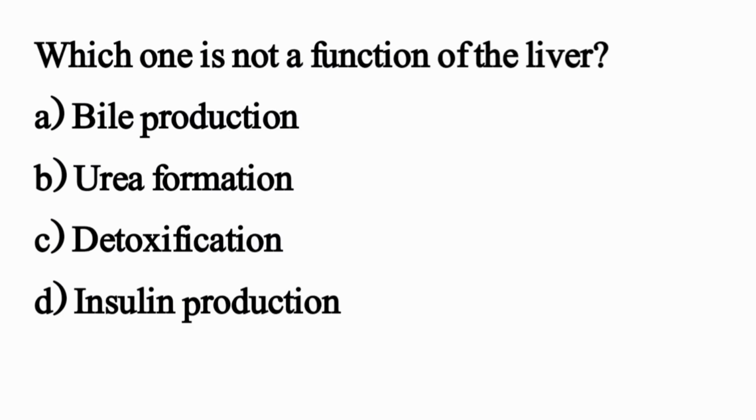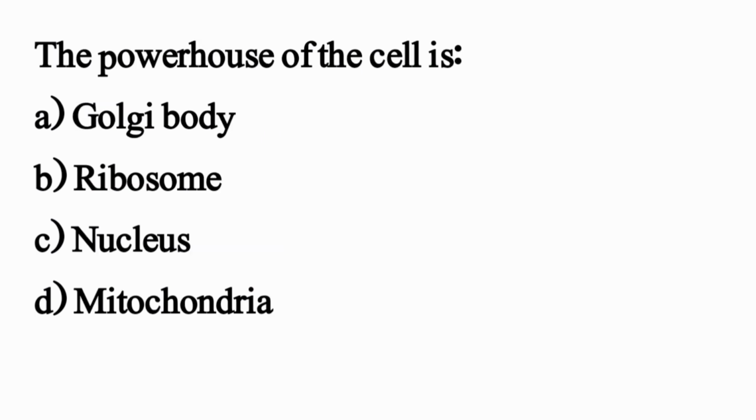Which one is not a function of the liver? The right option is option D, insulin production. The powerhouse of the cell is. The right option is option D, mitochondria.